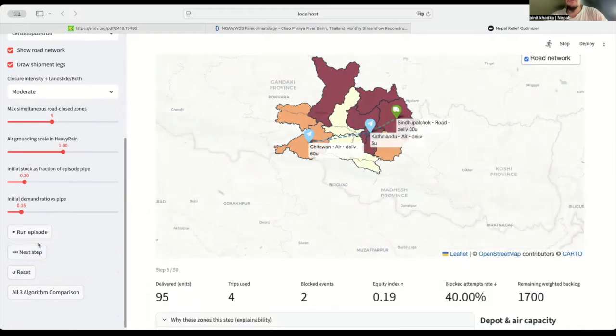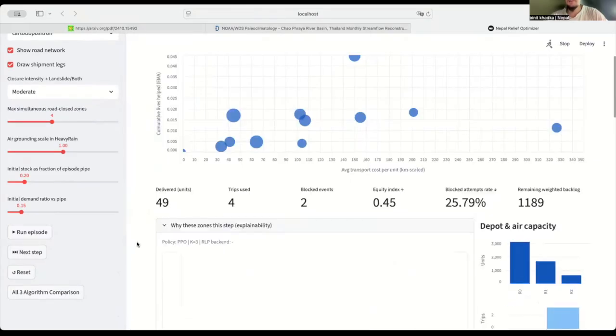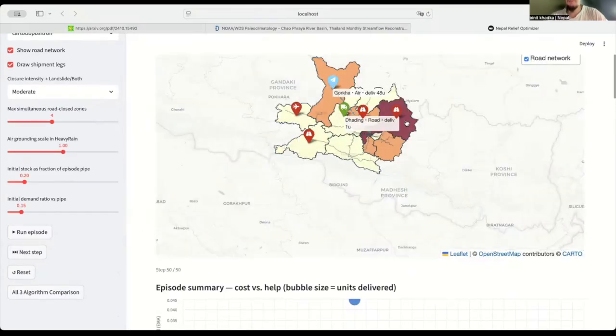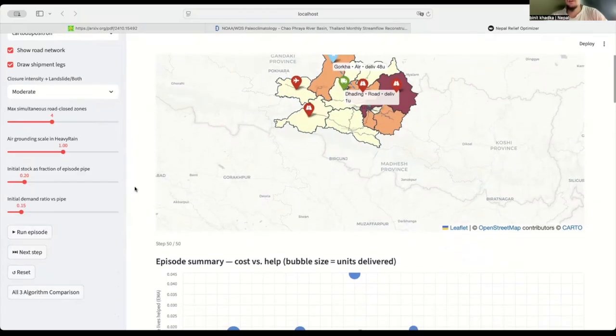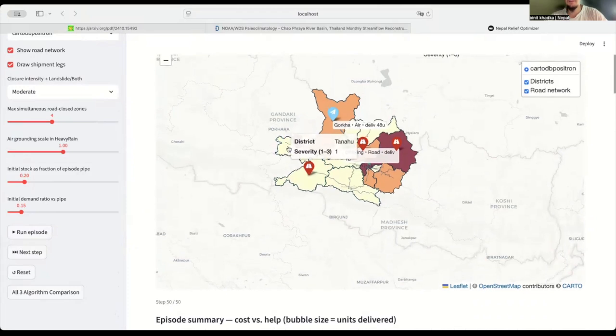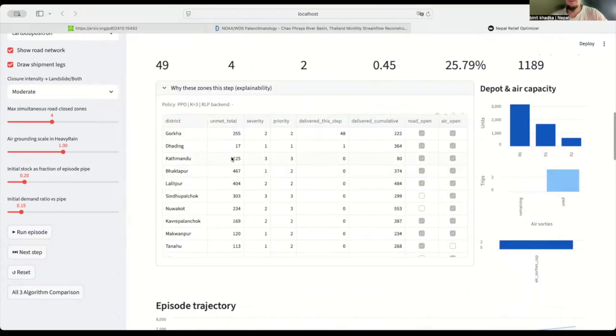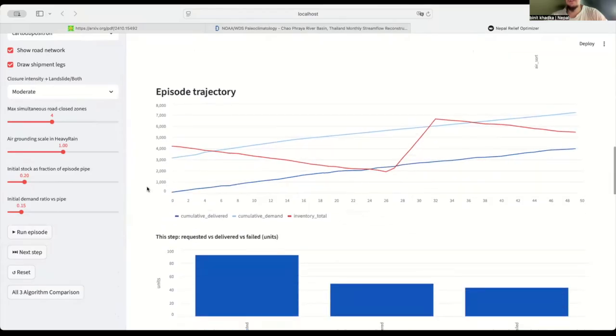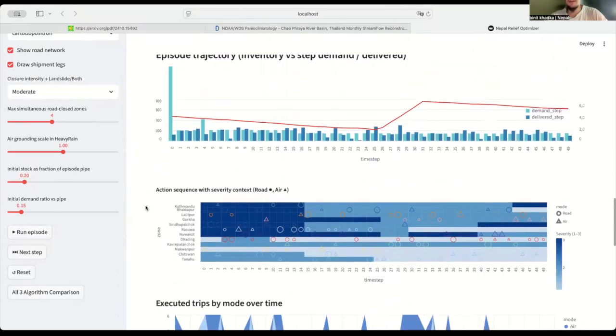For this demo, I will just run this episode, which will last for 50 time steps. You can see only a few zones having the red zone, and you can see the blockages here. The roads were blocked, and the agent has to navigate somehow. If the road is blocked, then it can send the goods through air mode. The costliest region is obviously the most far away region, which is Tamavu. You can see all the severity, all the weights, and these are the trajectories per time step. And these are all the modes.